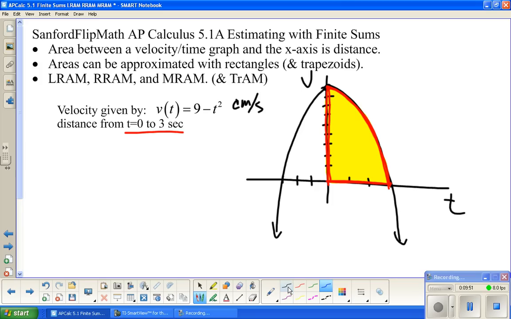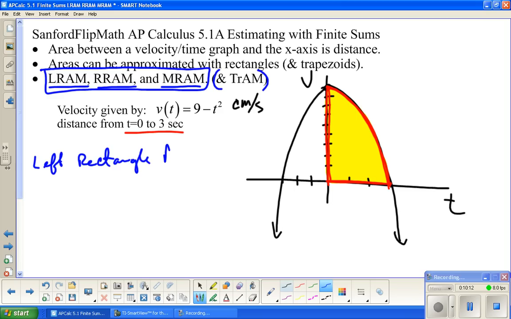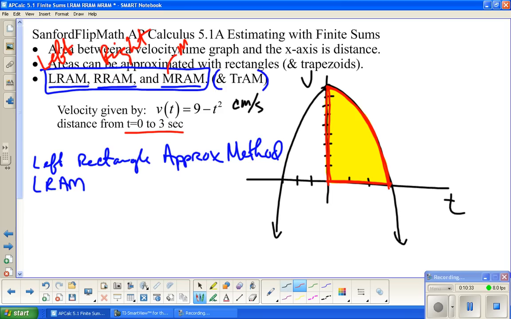Okay, so there are really 4 methods for approximating. This last one we're going to do at the end of the chapter, but right now we're going to focus on these three. And one of them is called LRAM, which is left rectangle approximation method. Okay, so the acronym is LRAM. And as you might guess, there's right RAM and mid RAM. So just a quick note: this is left, this is right, and this one is mid. Later, this one is actually trapezoid. We'll deal with that later.